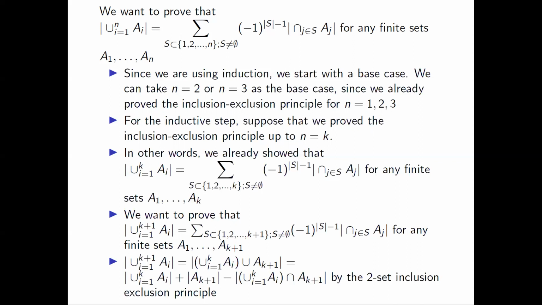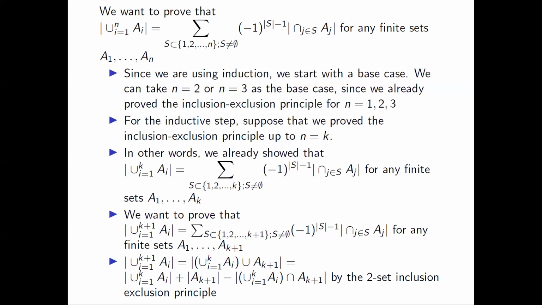Well, we can start with the left side of the equation that we're trying to prove. So we can look at the cardinality of the union of the Ai's for i equals 1 to k plus 1. We can rewrite the union inside the cardinality as the union from i equals 1 to k of Ai, unioned with A of k plus 1. Here's where the two-set inclusion-exclusion principle comes in. It's because we've written that union as a union of two things. The first set will be the union from i equals 1 to k of Ai, and the second set will be A of k plus 1.